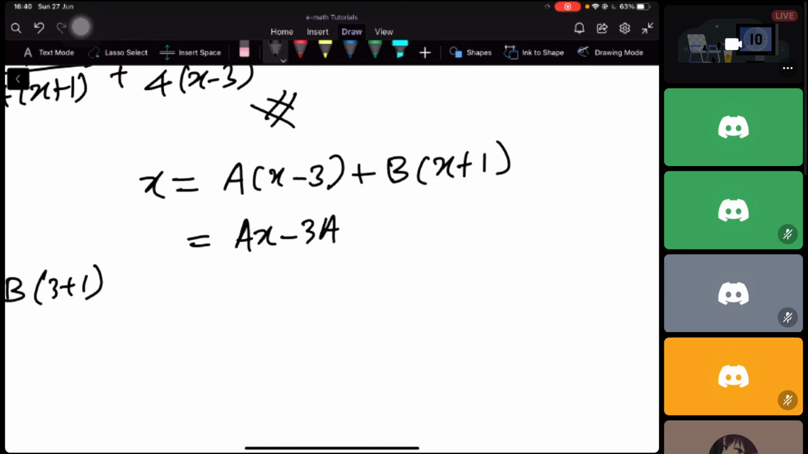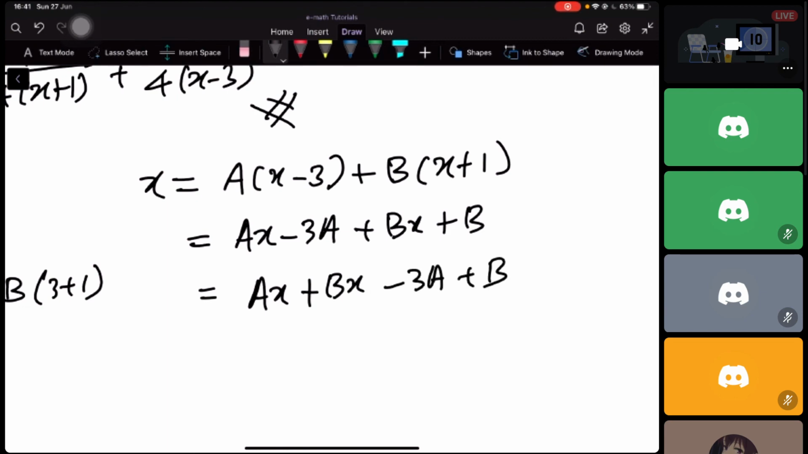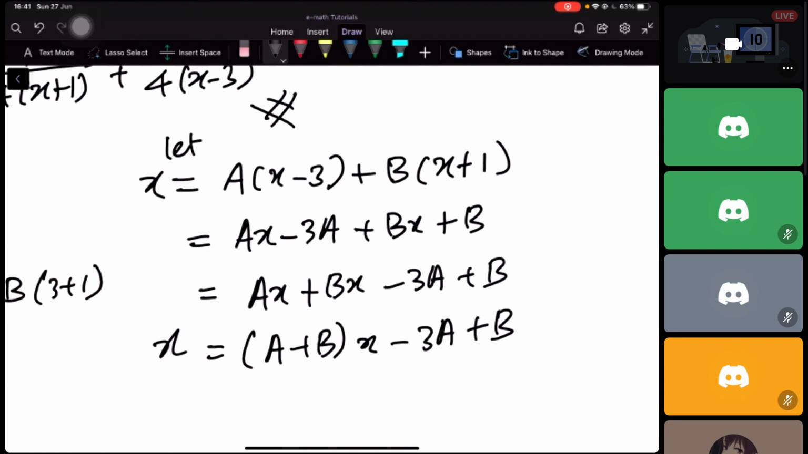Ax minus 3A plus Bx plus B. Go and expand the whole thing. After that, collect all the like terms together. Ax plus Bx. A and B are just constants. And then, I write one more step for you: (A plus B)x minus 3A plus B. On the right hand side is x. And remember, this will always be true, no matter what value x is, because you defined it like that.